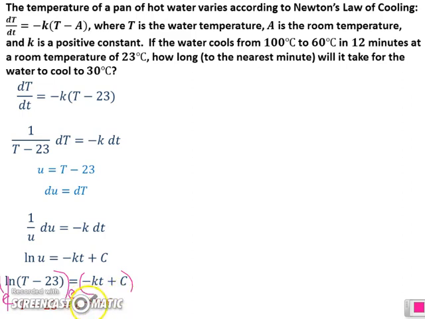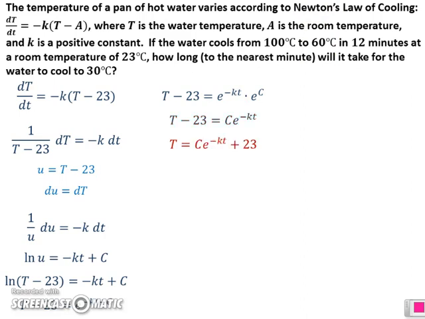Again, when you have two pieces and an exponent being added, it's really two bases being multiplied. And then this is that c, just put it out front. And let's add 23. Okay, so this is our general equation for the cooling of the temperature of our hot water.